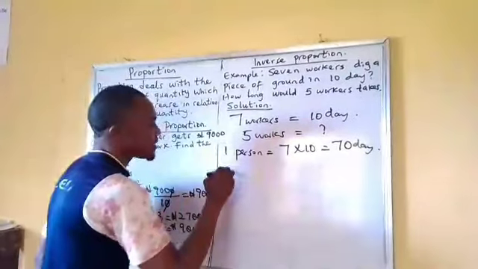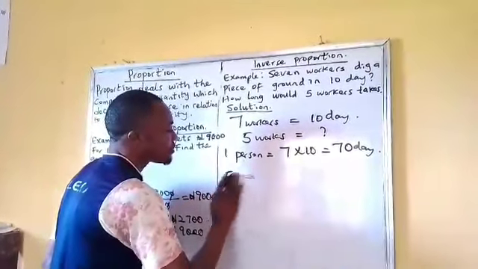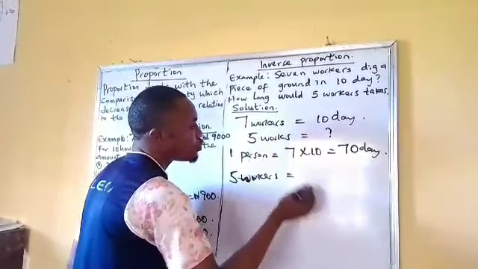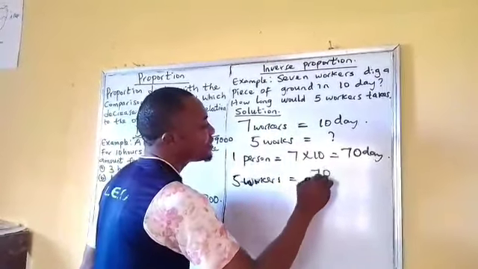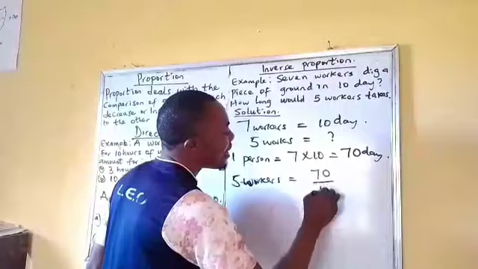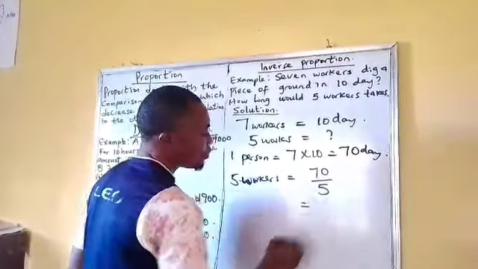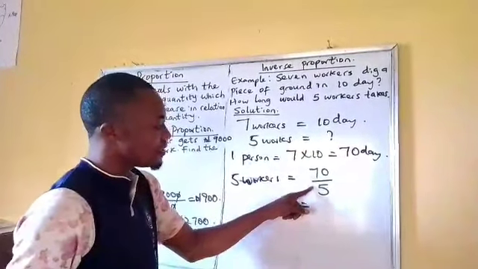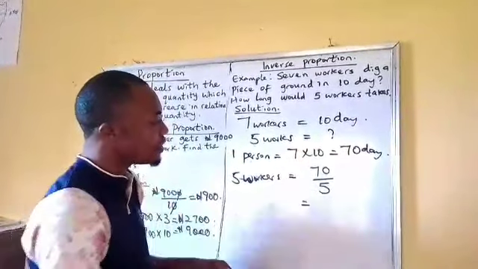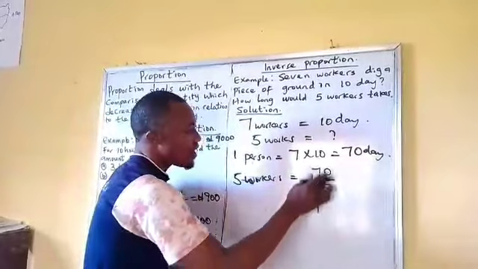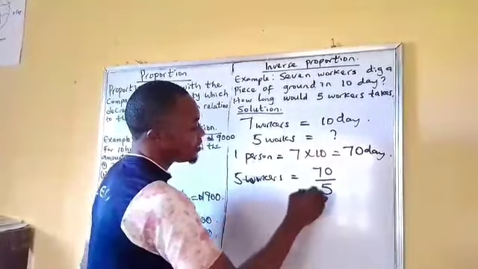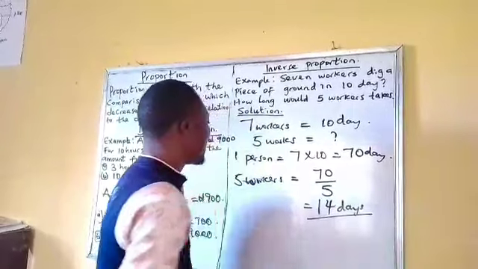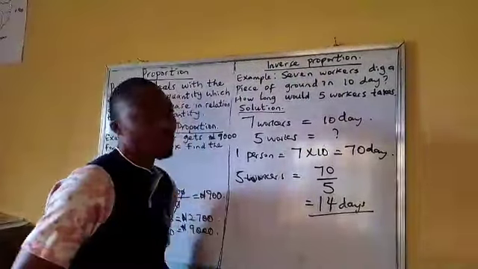Now for 5 workers, that equals 70 divided by 5 to get the number of days. 5 will go in 7 once. 5 will go in 20 four times. That means that 5 workers will work for 14 days.